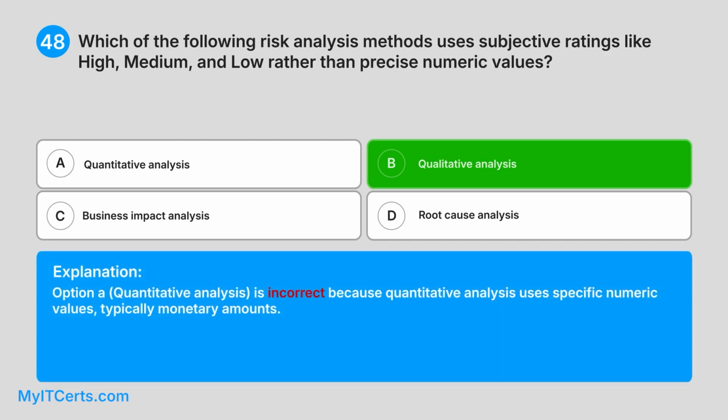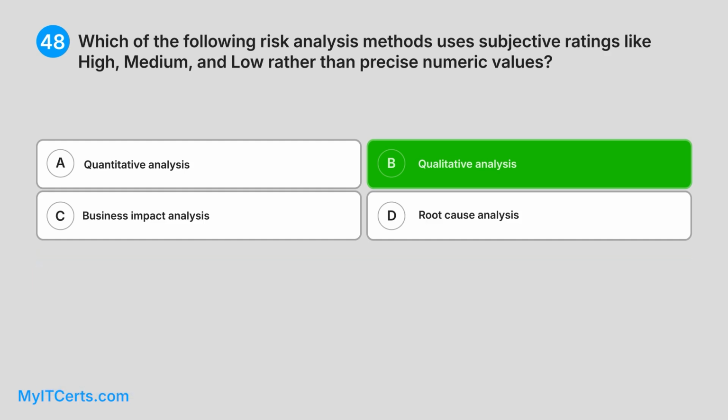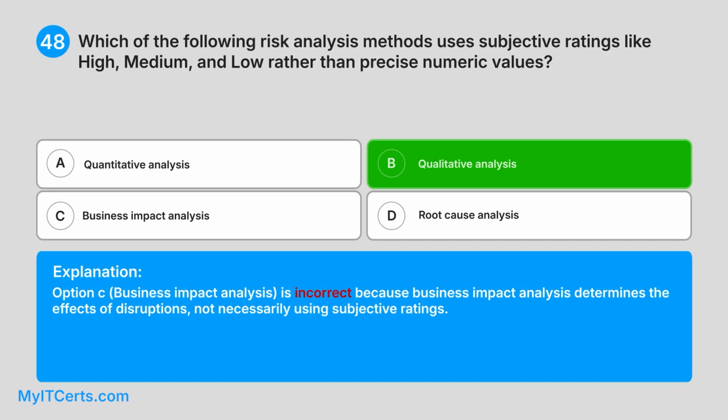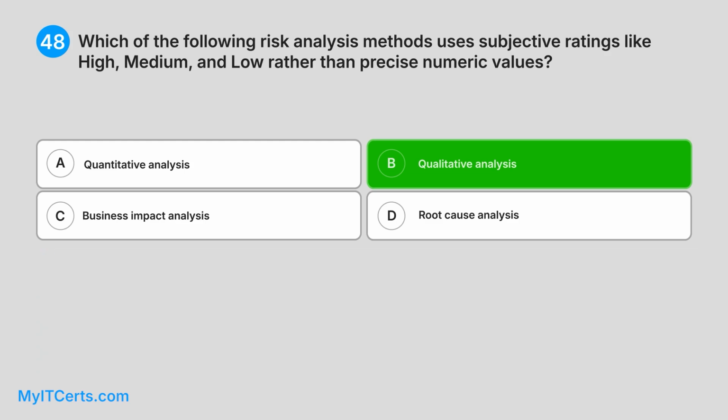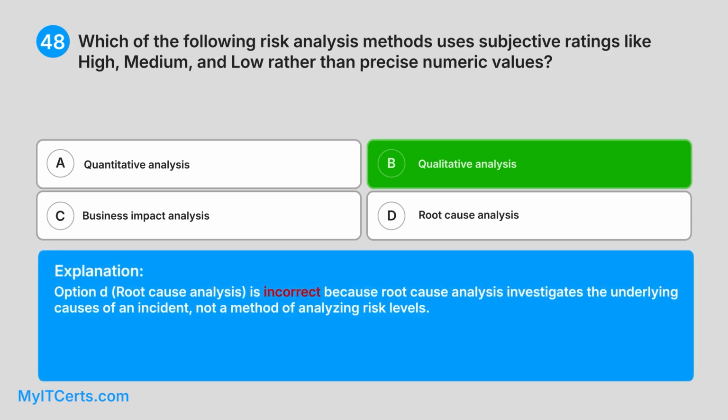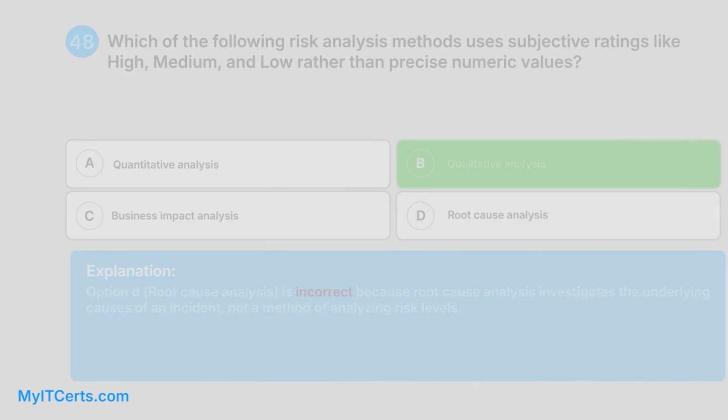Option A, quantitative analysis, is incorrect because quantitative analysis uses specific numeric values, typically monetary amounts. Option C, business impact analysis, is incorrect because business impact analysis determines the effects of disruptions, not necessarily using subjective ratings. Option D, root cause analysis, is incorrect because root cause analysis investigates the underlying causes of an incident, not a method of analyzing risk levels.